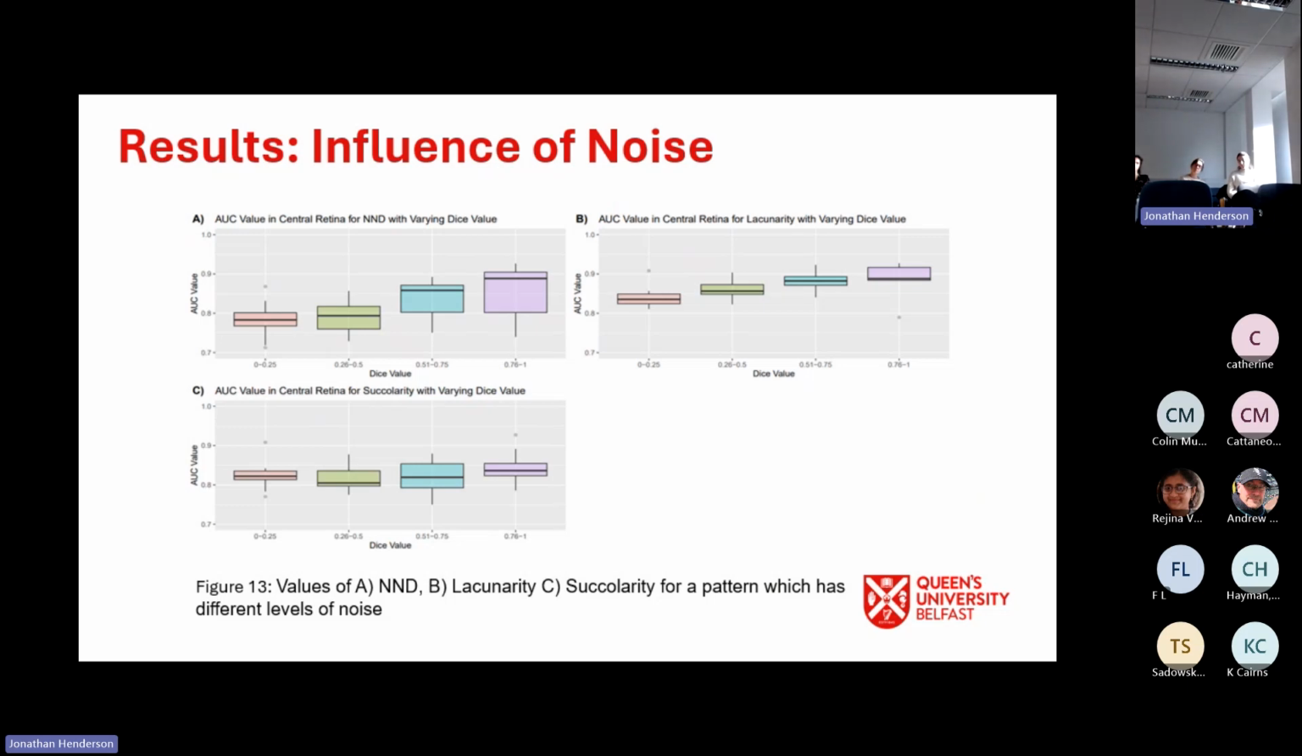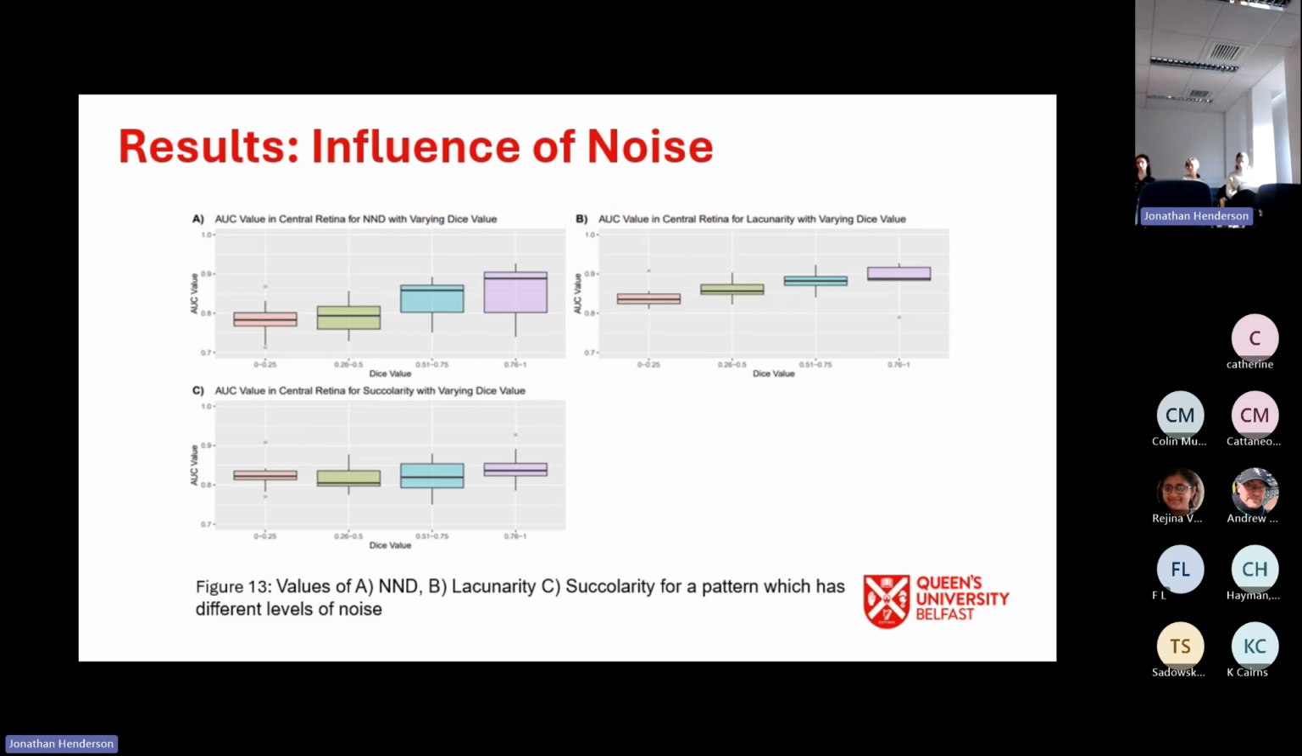So this is what this graph is representing. We added a Poisson noise to our pattern with varying degrees. To compare it, we calculated the dice value, or dice coefficient. Essentially, how similar are the two patterns, really?